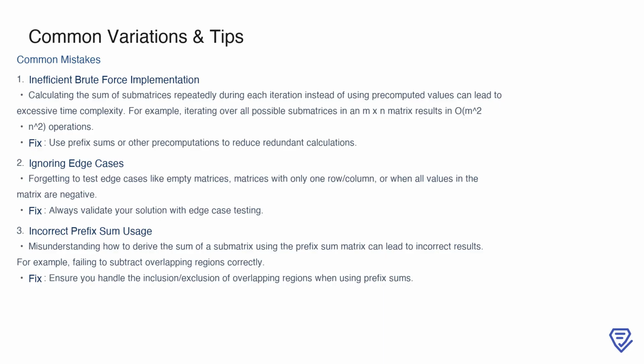Finally, misusing prefix sums is another frequent error. For instance, if you don't correctly account for overlapping regions when deriving the sum of a submatrix, your results will be incorrect. The key here is to carefully manage inclusion and exclusion when applying the prefix sum technique.